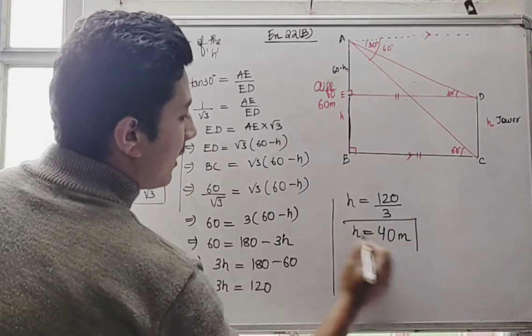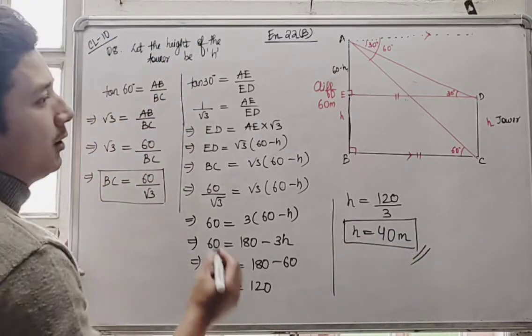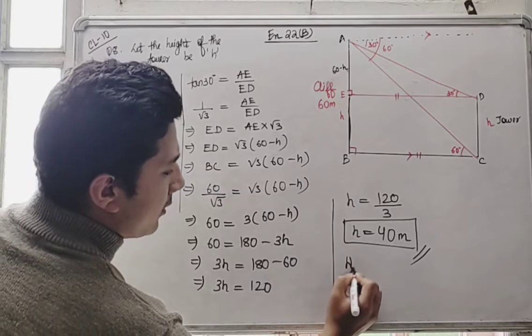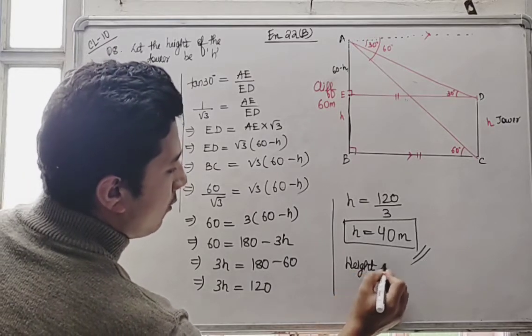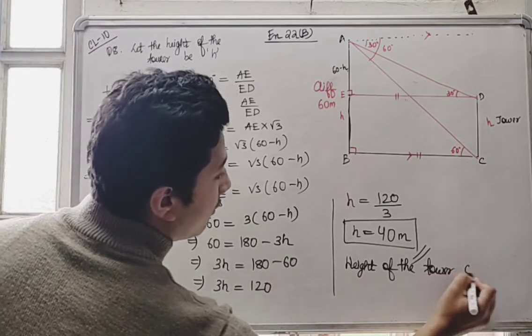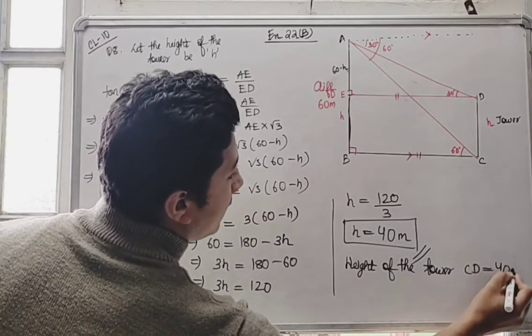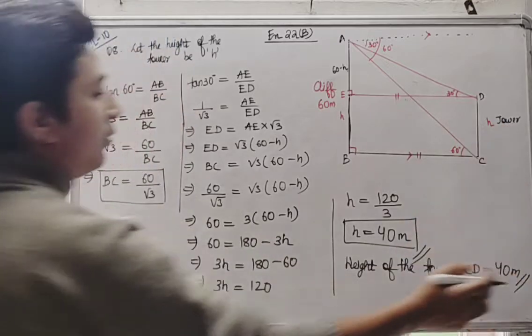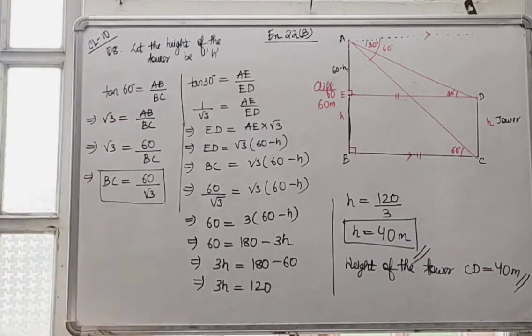So hence the height of the tower is how much? The height of the tower, which is CD here, is 40 meters. Okay, CD is 40 meters. I hope you are clear with the calculation, boys. Please note it down properly.